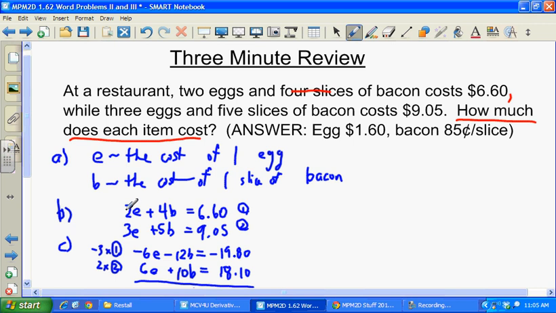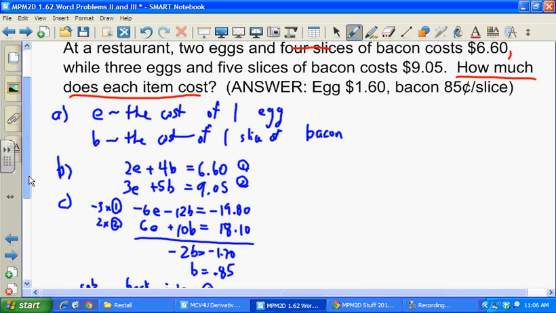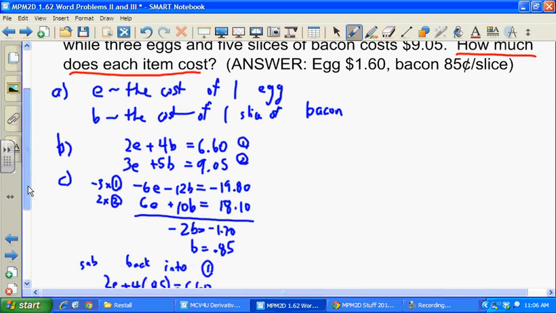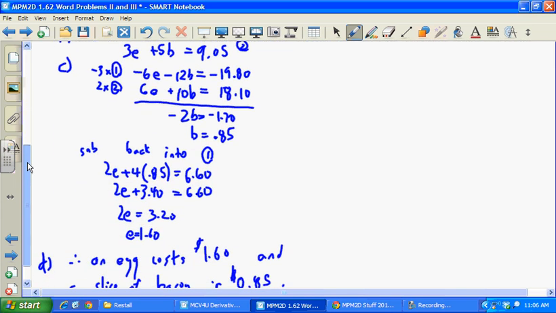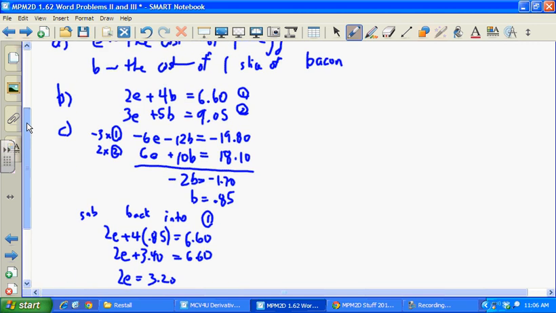And because none of the coefficients were ones, I chose to use elimination. I chose to eliminate the E's this time. I multiplied the first equation by -3 and the second one by 2, added, and it was all good. I got negative B equals -1.70, and then I got a slice of bacon costs 85 cents, substituted back into 1, and I got the answer. Okay? Notice my steps, and I'll let you look at that in a second.